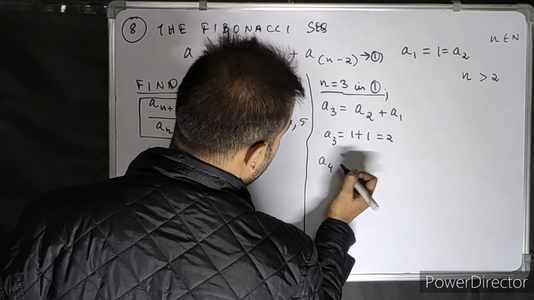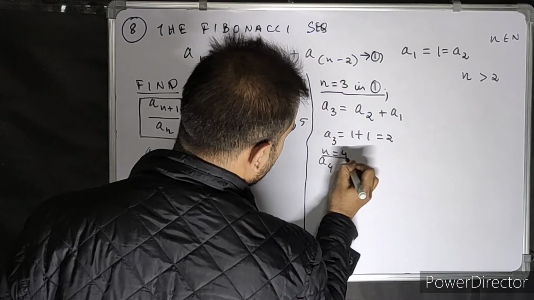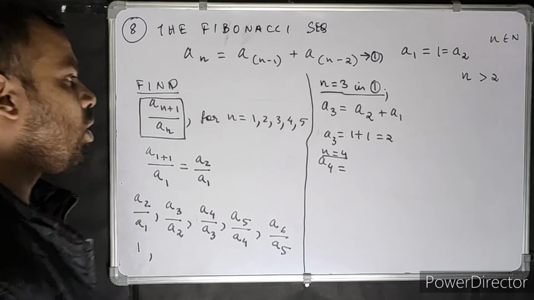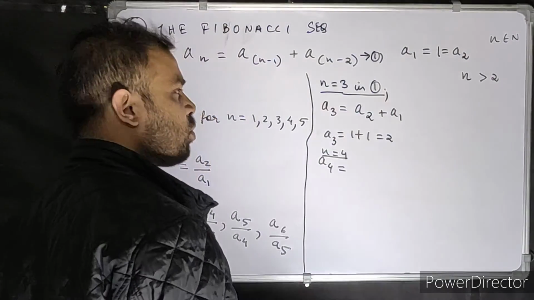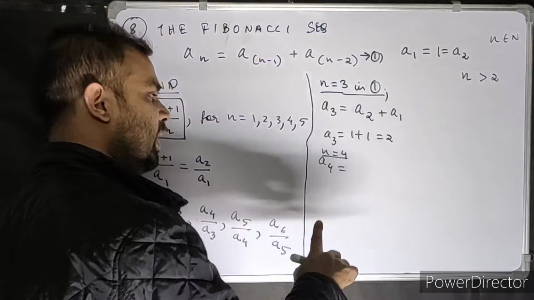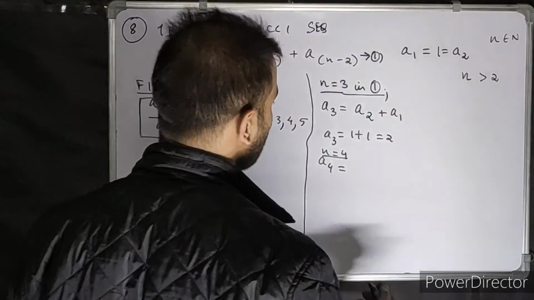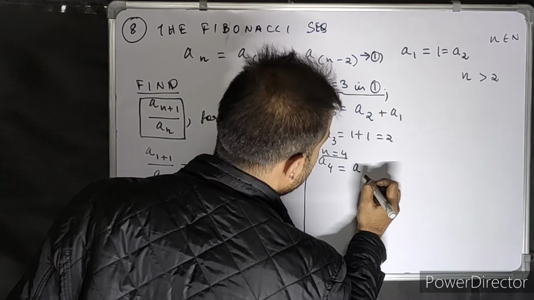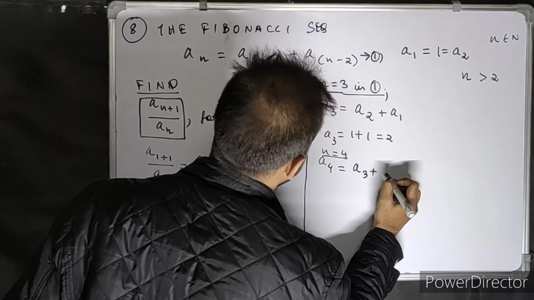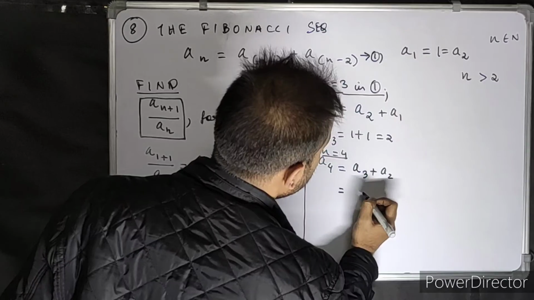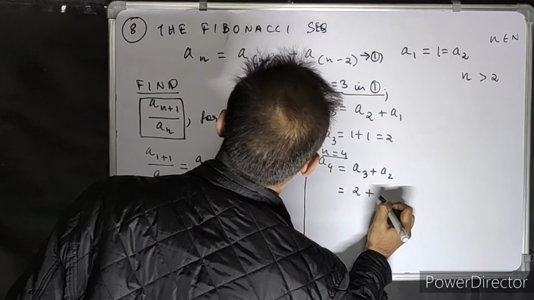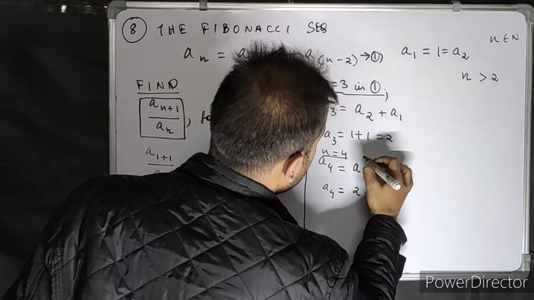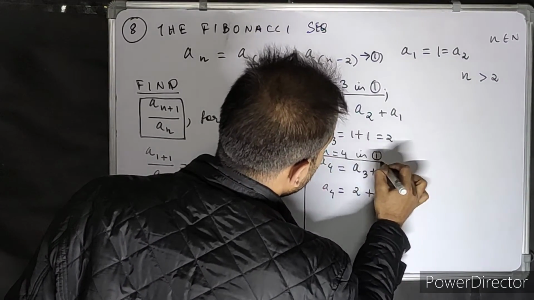Okay, what is my A4? n is equal to 4. So tell me what is my A4? If you know from question number 7 part 2, then you can quickly write this. But if you don't know, then you'll have to keep putting n equal to 4. So 4 minus 1, 3, plus A2. So what is my A3? That is 2 plus what is my A2? That is 1. The answer is 3. A4. Okay, everywhere you have to write in 1.